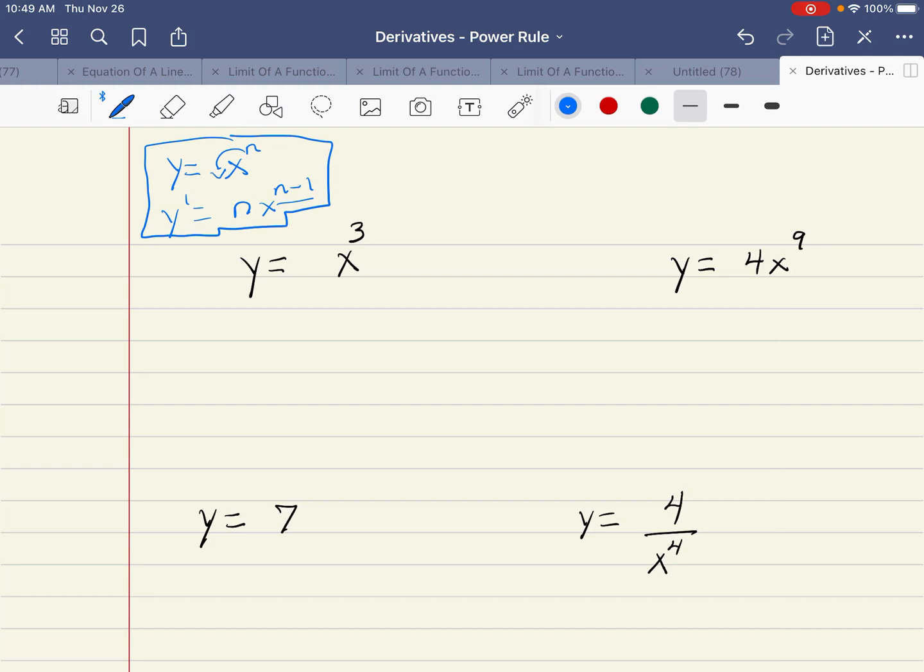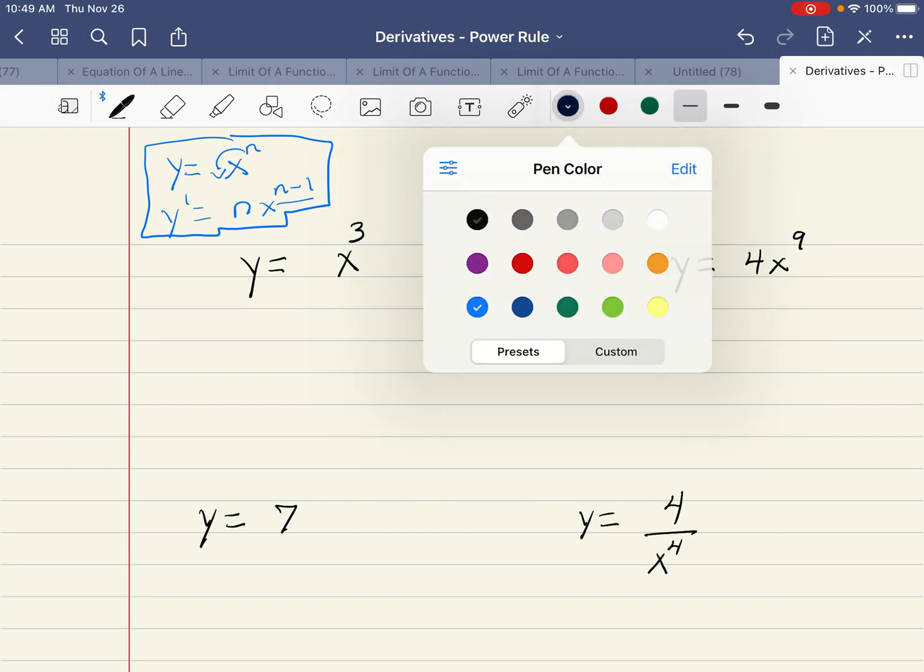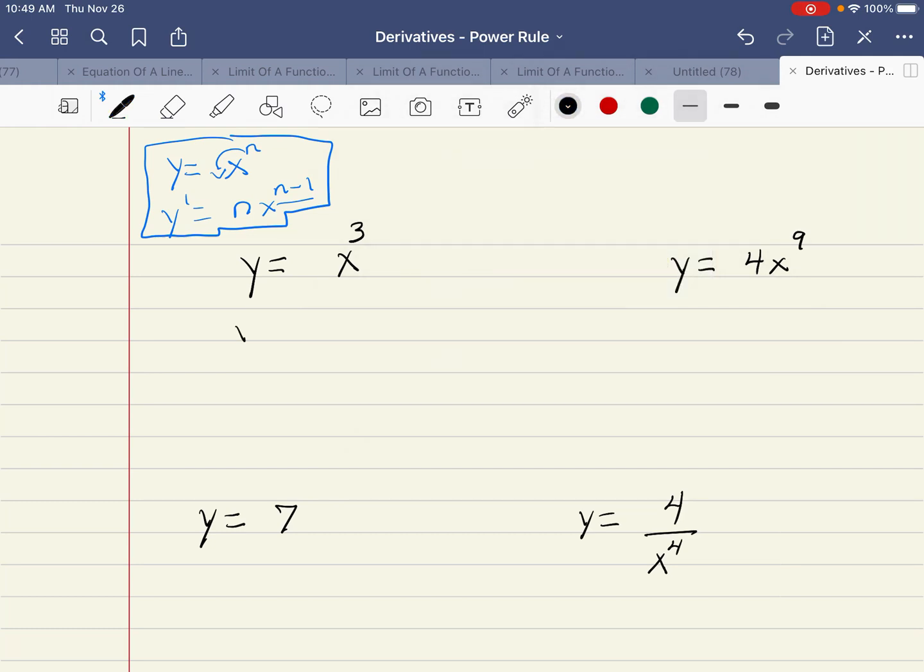So again, looking at this example here, y equals x cubed. If I apply that principle, the power rule, I'm going to go 3 times that 1 in front, and I'm going to decrease that exponent by 1. So that would be my derivative function, which would allow me to find the rate of change at any specific point for that function. Now, usually we indicate it as y prime.